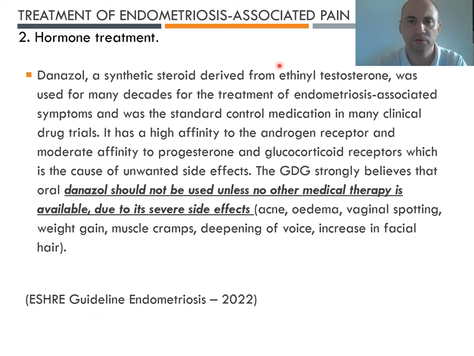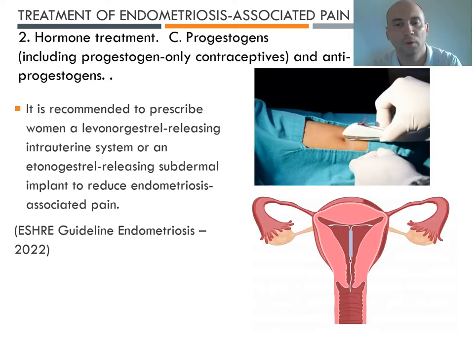Danazol is a synthetic steroid derived from ethinyl testosterone, was used for many decades for the treatment of endometriosis-associated symptoms and was the standard control medication in many clinical drug trials. It has a high affinity to the androgen receptors and moderate affinity to progesterone and glucocorticoid receptors, which is the cause of unwanted side effects. The ESHRE guideline development group strongly believed that oral danazol should not be used unless no other medical therapy is available due to its severe side effects: acne, oedema, vaginal spotting, weight gain, muscle cramps, deepening of the voice, increase in facial hair. It's recommended to prescribe women a levonorgestrel-releasing intrauterine system or an etonogestrel-releasing subdermal implant to reduce endometriosis-associated pain.